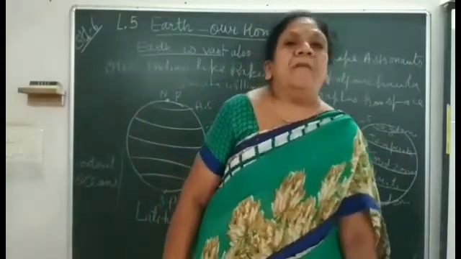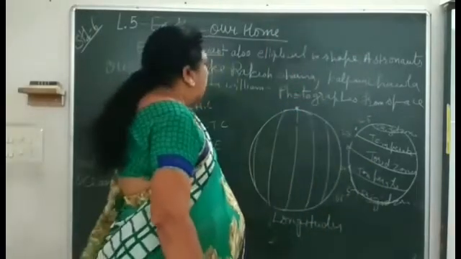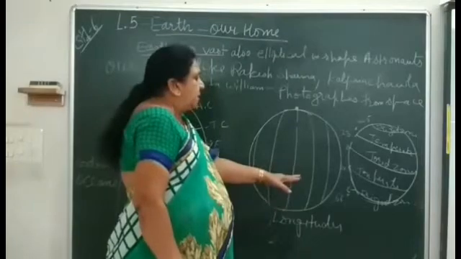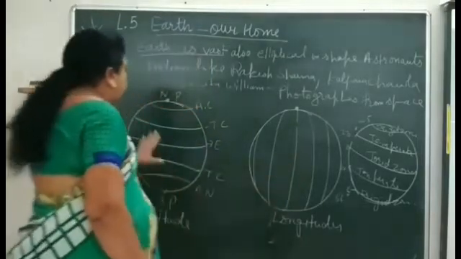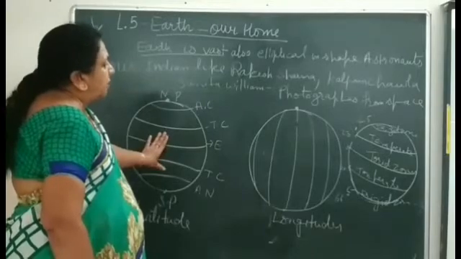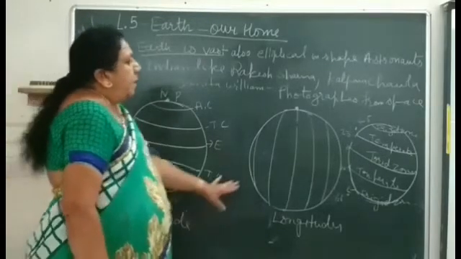So this is the longitude. We set our time by it, and it shows the location of the place. Latitude and longitude show the location of a place.